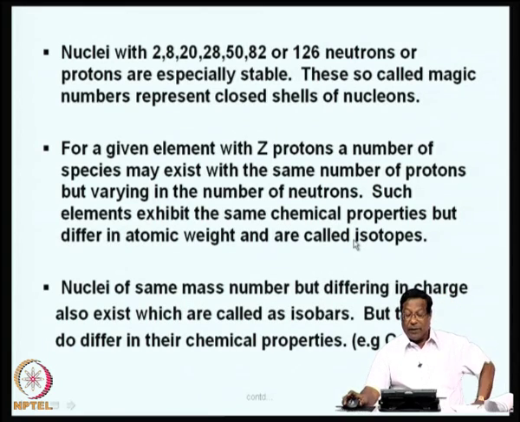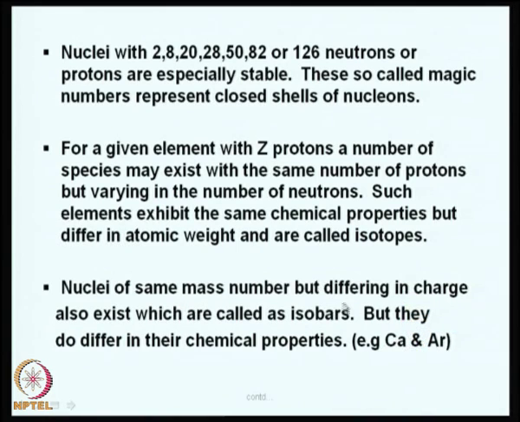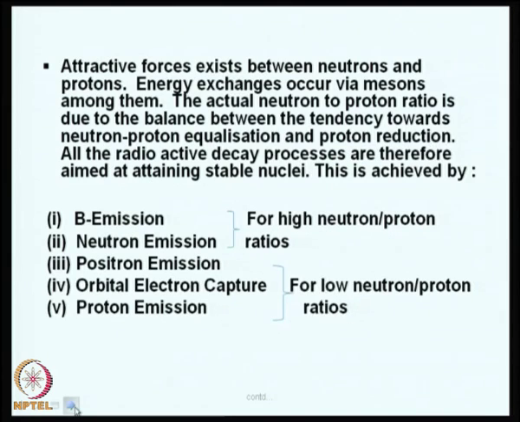Another point we will have to consider is nuclei of the same mass number, but differing in charge, which also exist and are called isobars. That is, they have the same mass number, but differ in the charges. They are different elements actually, and they do differ in their characteristic or chemical properties, which is expected. So, for example, you can consider that calcium and argon both have the same mass number, that is, the total of protons and neutrons in their nucleus.